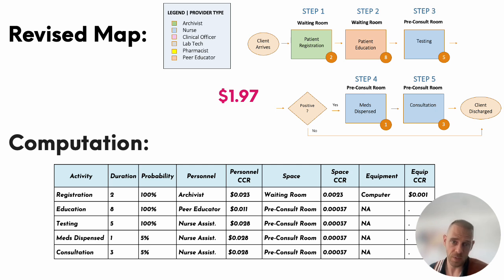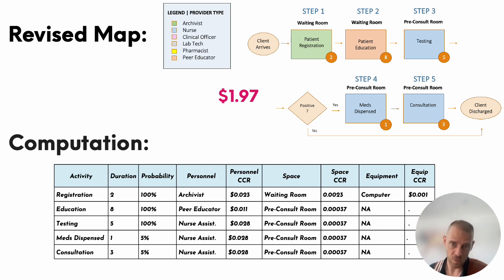So in this case, the first step is the same, right? So the patient shows up, they go to a waiting room, they have patient registration with an archivist that lasts for 2 minutes. But things begin to change at step number 2. So in step number 2, we now have patient education happening in a waiting area with a peer educator, rather than with a nurse in a pre-consultation room. So the service lasts a little bit longer, and it's with somebody who is a little bit less expensive.